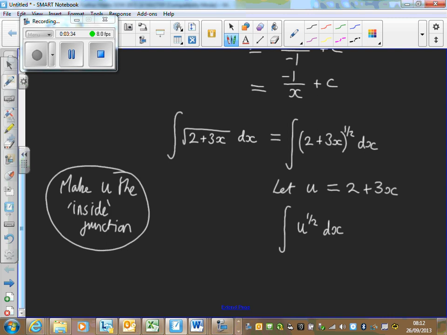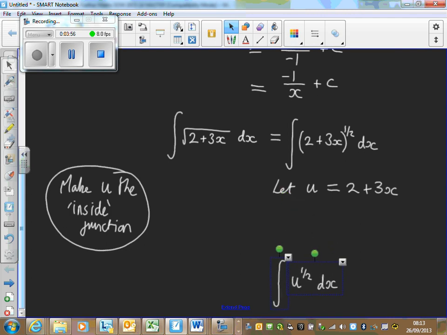Now, u to the power of a half, we could quite easily integrate that by adding the power, dividing by the new power. The trouble is, this dx is telling us we need to integrate it with respect to x. And we've got a u in the integral. Now, these aren't compatible. If we want to integrate u, we need to have a du there. So what we do is, we do something quite nice, really. We differentiate this expression here.